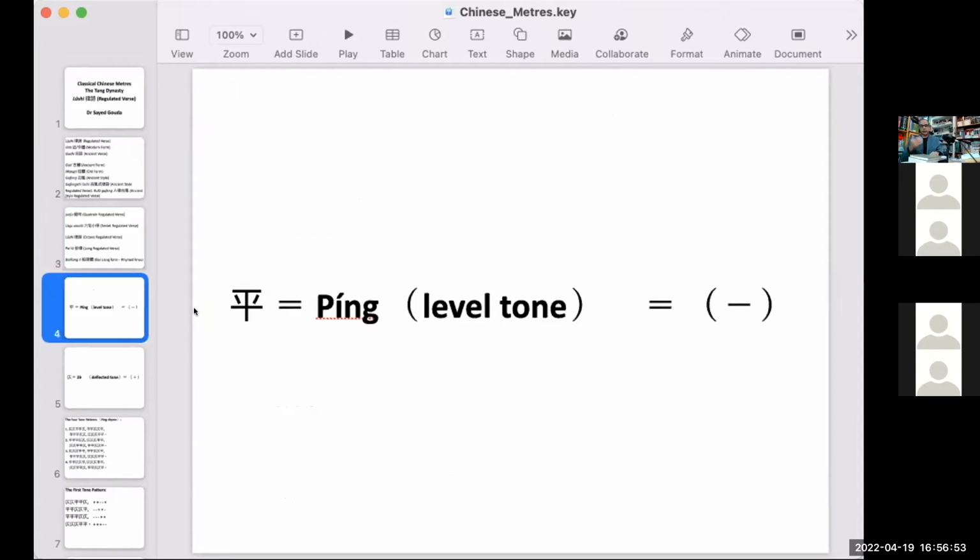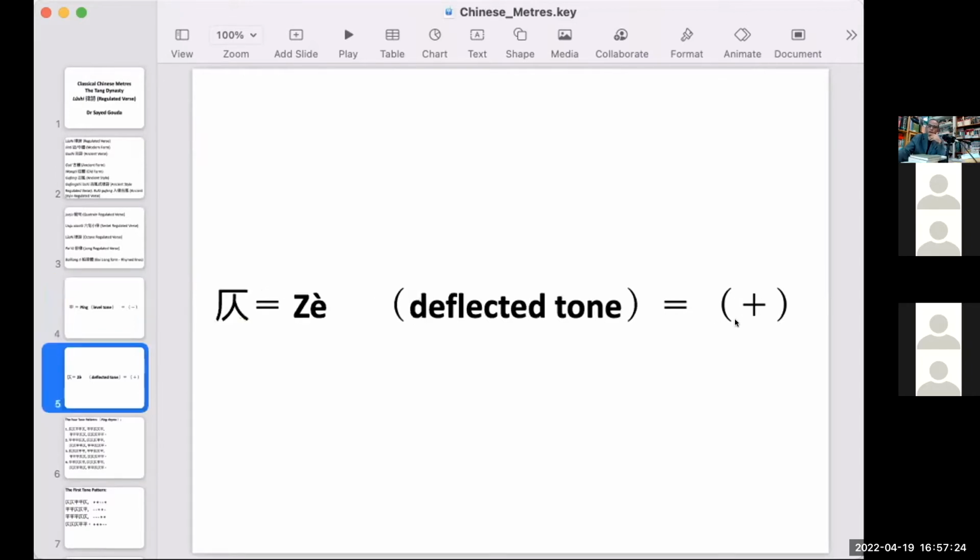In the classical, during the Tang Dynasty, the foot, which is the musical unit, the rhythmical unit that's used in the poetry, and you can find it in any poetry, English, French, any poetry you study. In Chinese, it's called ping and ze. Ping is the level tone, and usually we refer to it with this hyphen, or minus, let's say, and ze, deflected tone. Deflected tone is, we refer to it as plus.